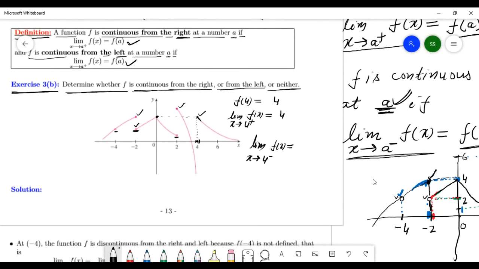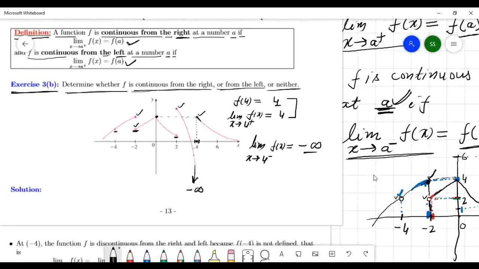x goes to 4 from the left, 4 minus, so going this way it goes to minus infinity, right? So this is equal to minus infinity. Okay, the right limit and f of 4 are the same, so it is continuous from the right. But the left limit is not the same, so it is not continuous from the left. This is the meaning.